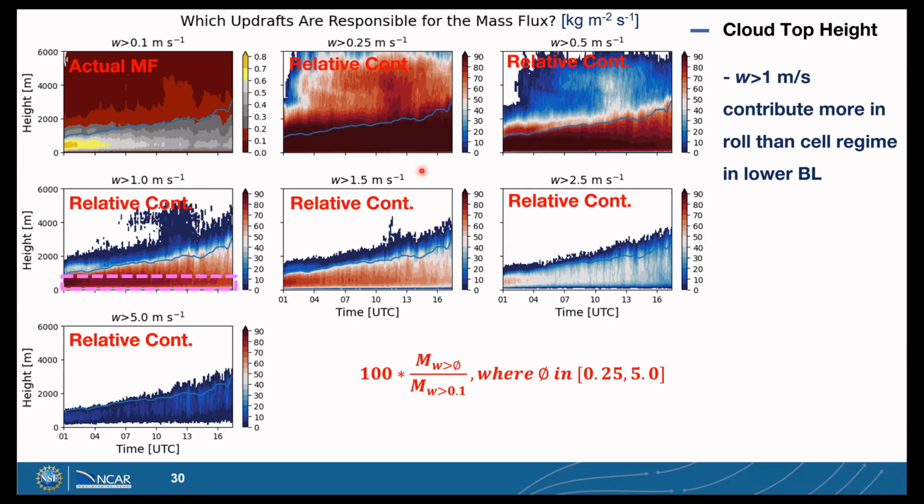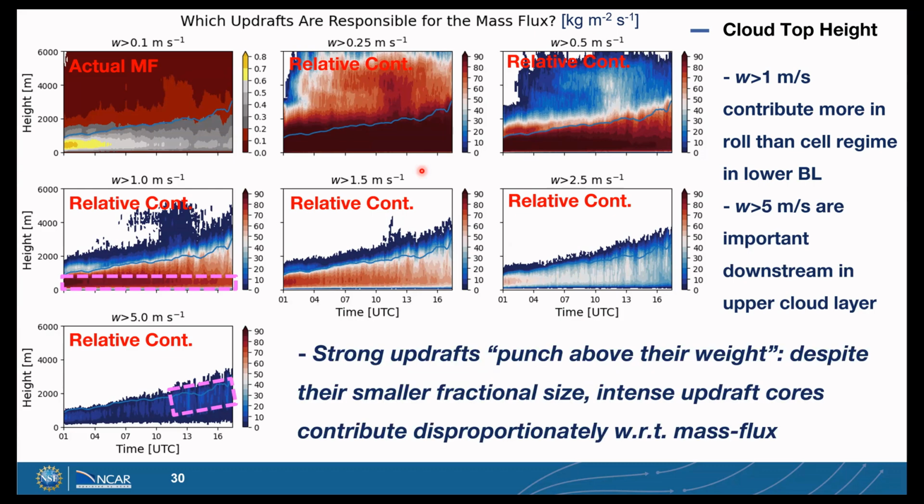So if we look at updrafts that are at least a meter per second, they contribute more in the roll regime than in the cell regime. That kind of decreases over time in the lower part of the boundary layer. But what's really interesting is these really strong updrafts become pretty important in the upper part of the cloud layer and downstream. So this tells us that these strong updrafts really kind of punch above their weight, despite their pretty small fractional size. They have really intense updraft cores and they contribute disproportionately to the mass flux.